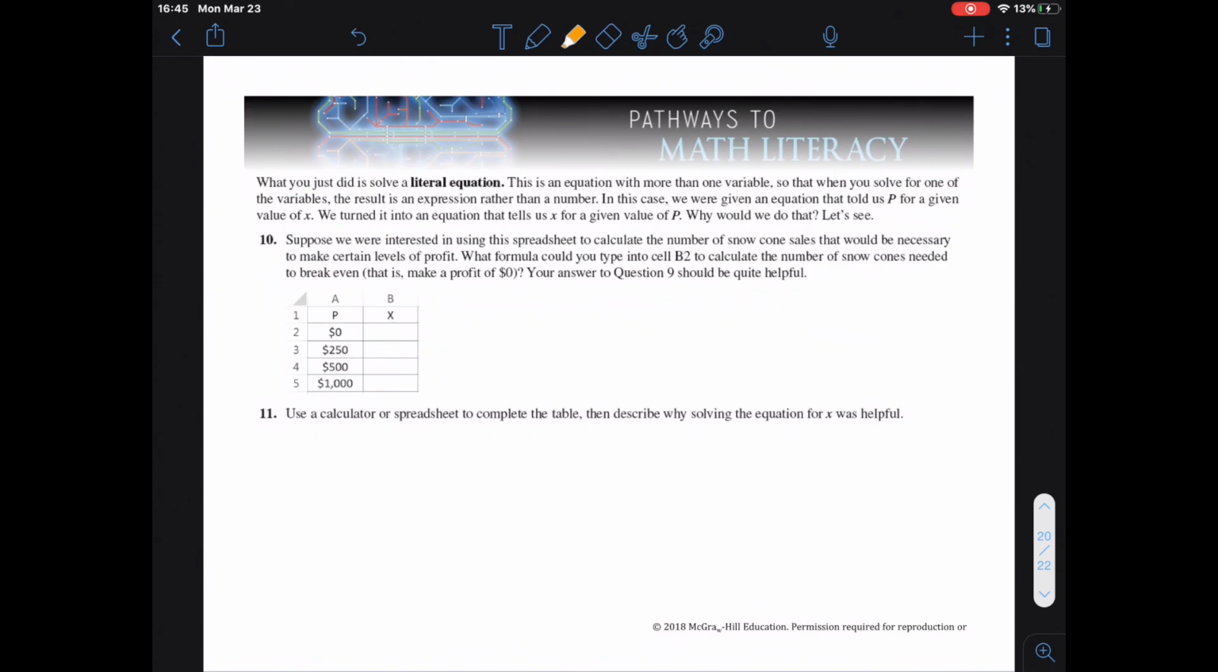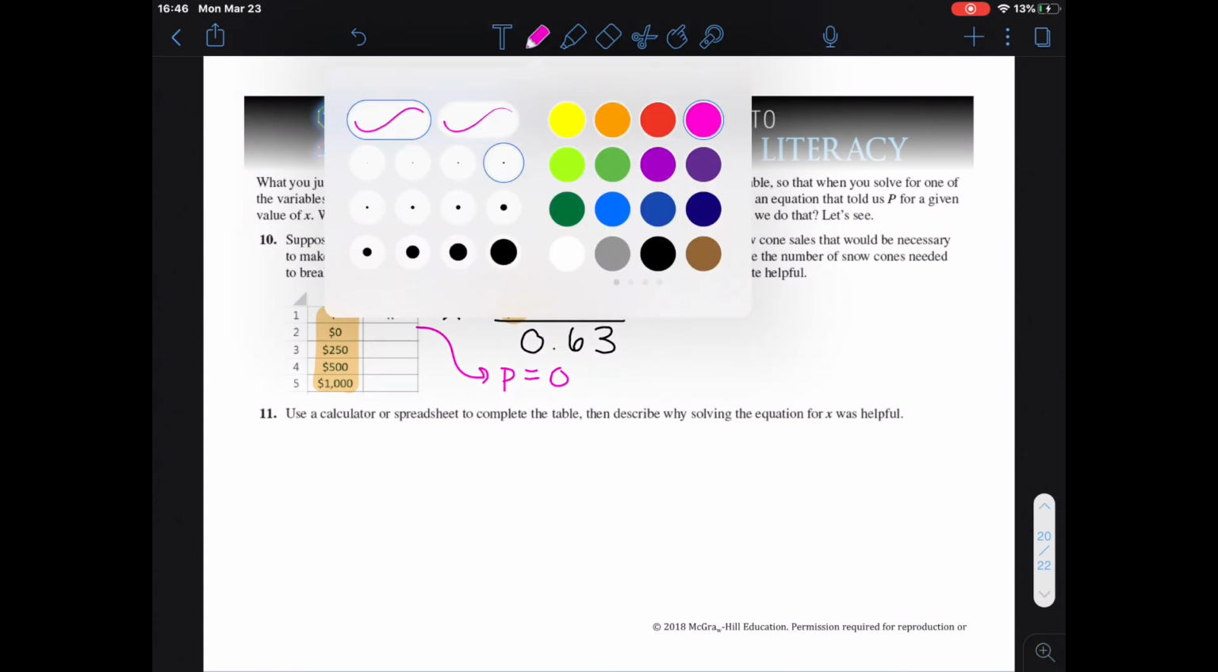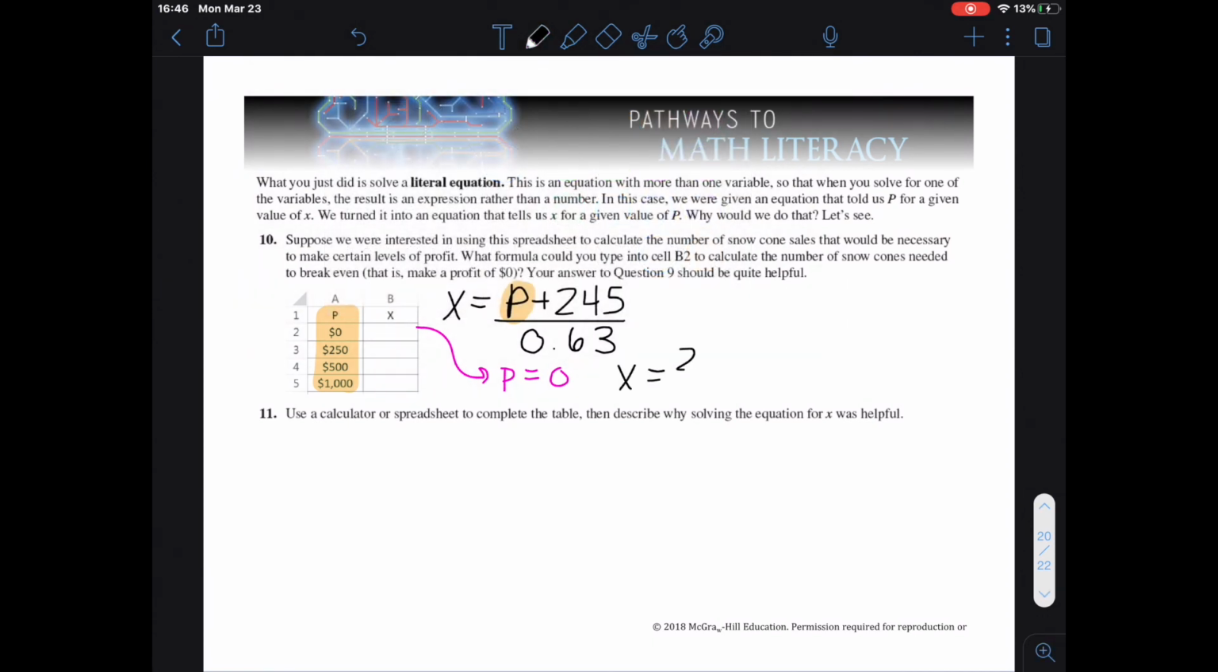Okay? So we solved just a regular equation to get through this. We had x is equal to (p plus 245) divided by 0.63. So if we wanted to solve for each of these, I'm given the profit in these instances. We're going to plug that in for p and solve for the value of x. So I'll do this first one off to the side. If you want a profit of $0, p will equal 0. So x will equal 245.